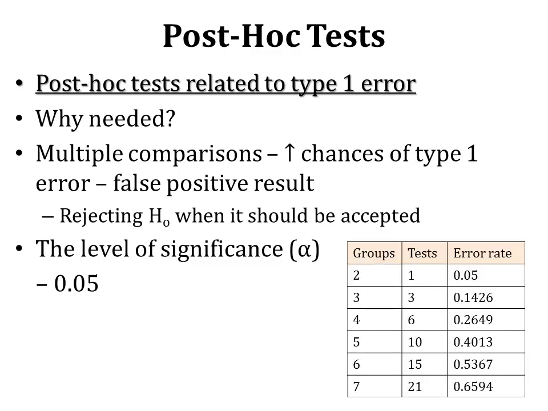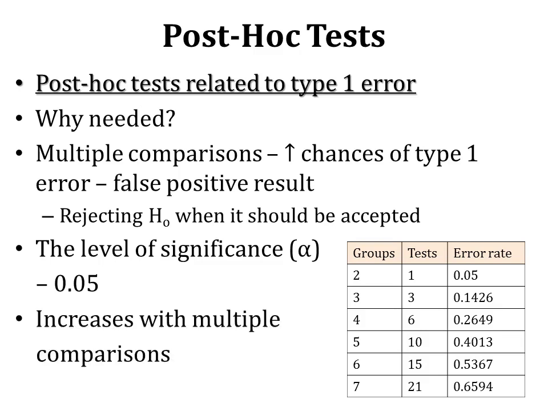Let's see through a table. If you have two groups and you're performing only one test, then the error rate is 0.05, which is scientifically acceptable. When you have three groups and you're performing three tests, the error rate increases to 0.14, which is quite higher than 0.05. And when you have four groups, you have to do 6 tests, and the error rate increases to 0.2649, which means 26.5%. So that is also higher.